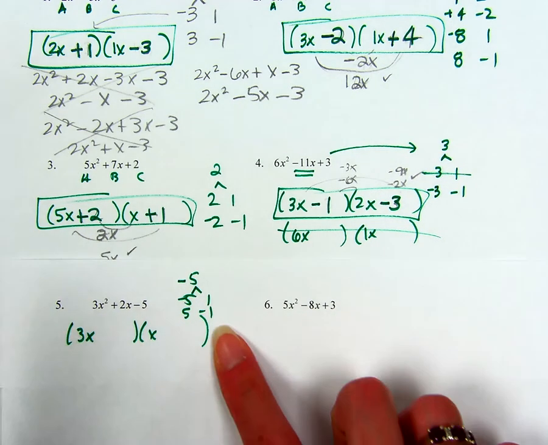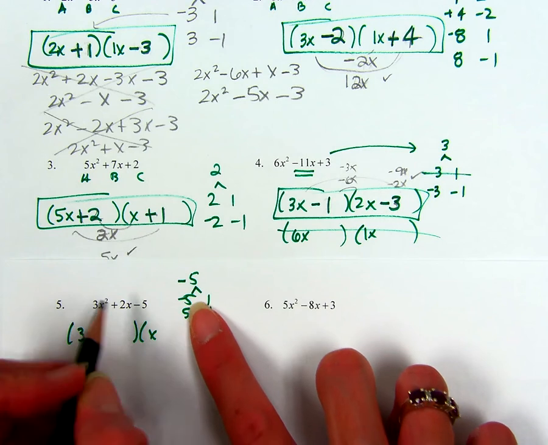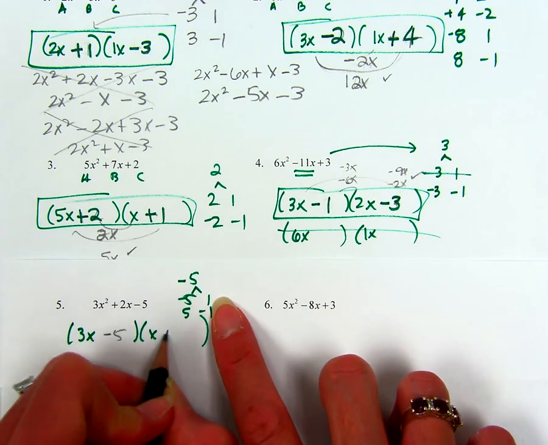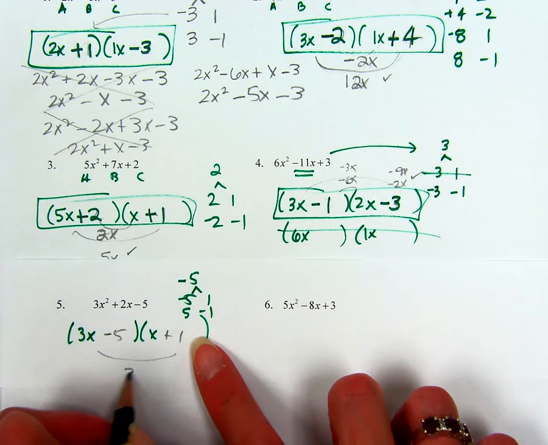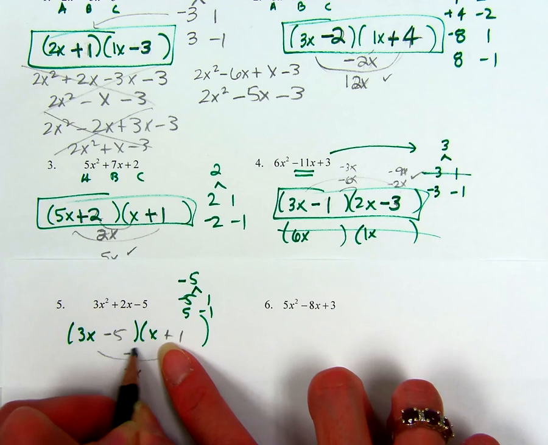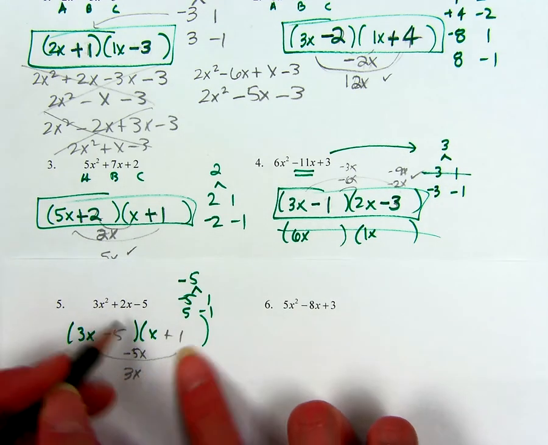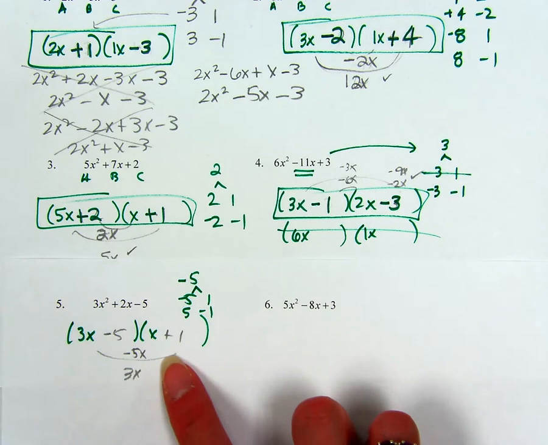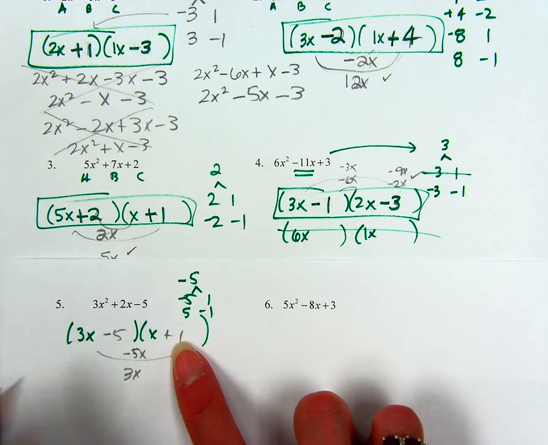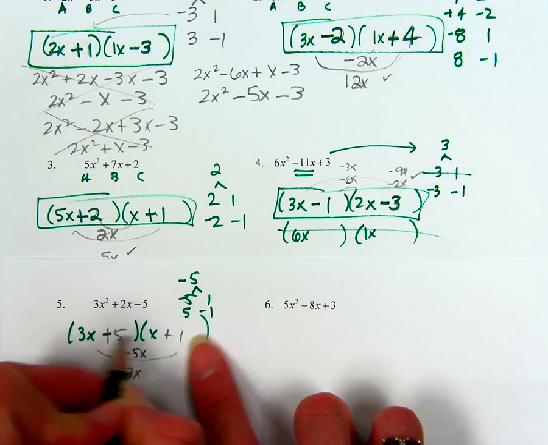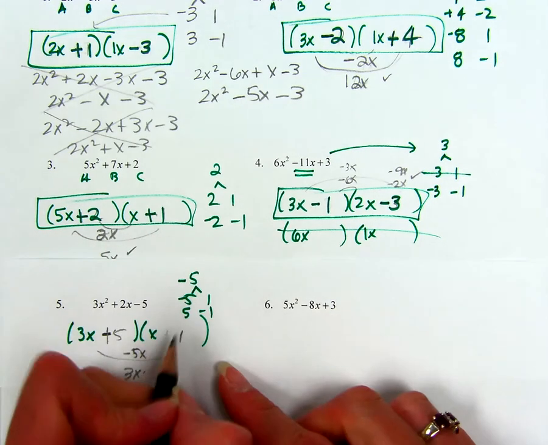All right, so we are going to try, let's just do negative 5 plus 1. So outer times outer is 3x, inner times inner is negative 5x. If I add these, it gives me negative 2. So it's close. I have the right number but the wrong signs. So since my signs are wrong, all I need to do is switch my signs. Make that positive and make that negative.